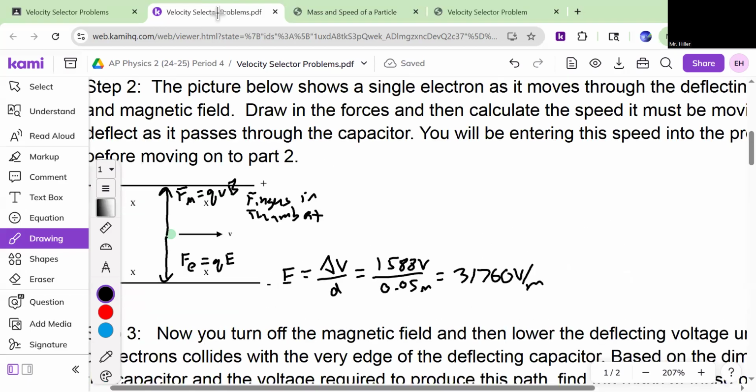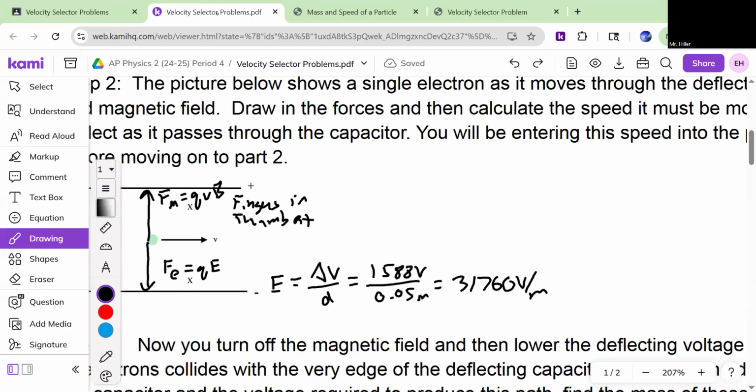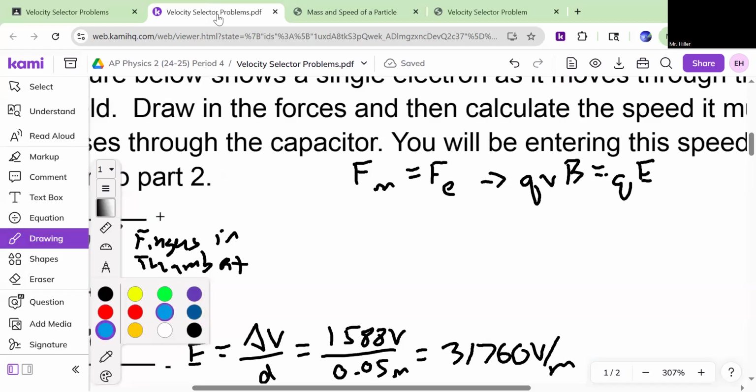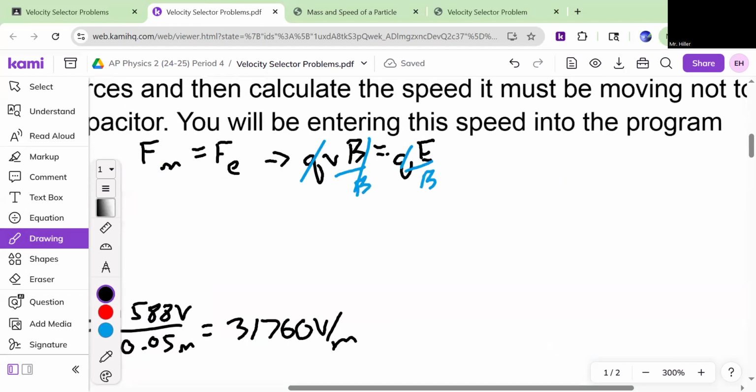Now, in order to find the actual velocity, we have to equate those forces. In other words, the magnetic force going up equals the electric force going down. Or better yet, QvB going up equals QE going down. You can see the charge cancels. If I divide by B to get the velocity by itself, then velocity is just the ratio of the fields. It's the ratio of the electric field to the magnetic field.